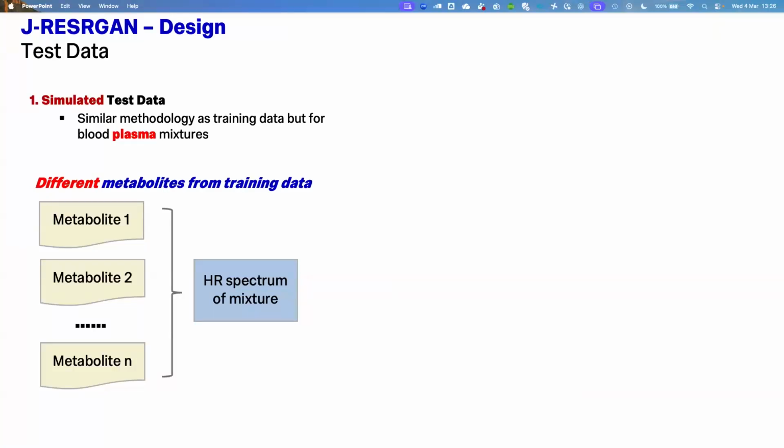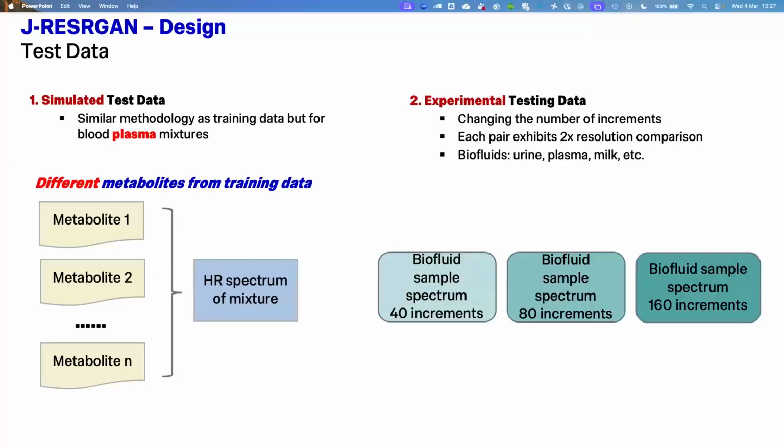For this, we decided that we would make it a little bit more challenging, and instead of simulating the same biofluid, we simulated blood plasma as test data. So we're training it on human urine simulations, testing it on human blood simulations, to make it a bit more challenging. But essentially the same idea applies. We add together spectra from pure compounds where we know what they are, but using the ones which are present in blood rather than urine. And we also tested it, of course, on real experimental data.